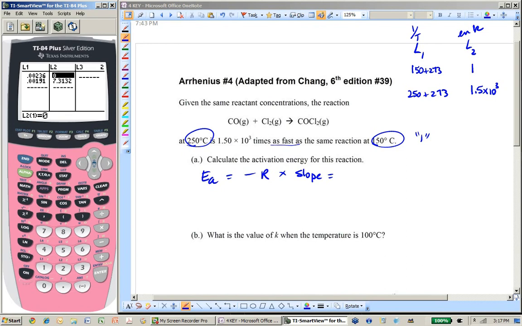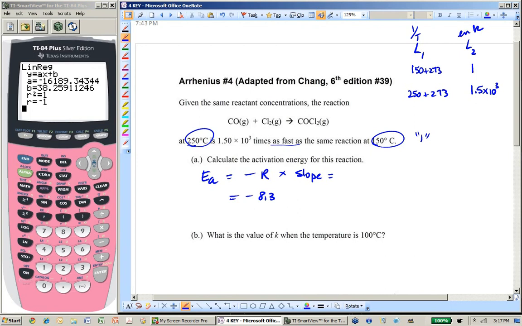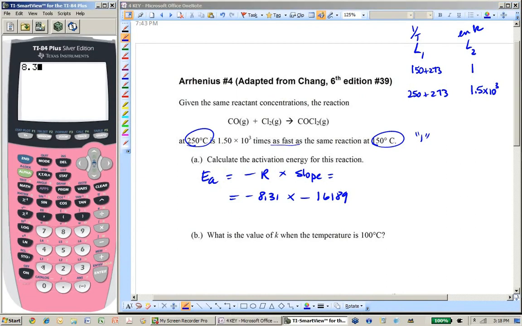That's going to be a perfect slope, isn't it? It's going to have a perfect R because 2 points defines a straight line. So we're going to have a perfect linear regression on this data. I'd prefer a third piece of information, but it is what it is. So if I run the linreg on this, stat, calc, enter, there's what I end up with. Very nice. Notice the perfect R. So the slope is going to be equal to negative 8.31 times the negative 16189.3 yada yada yada.